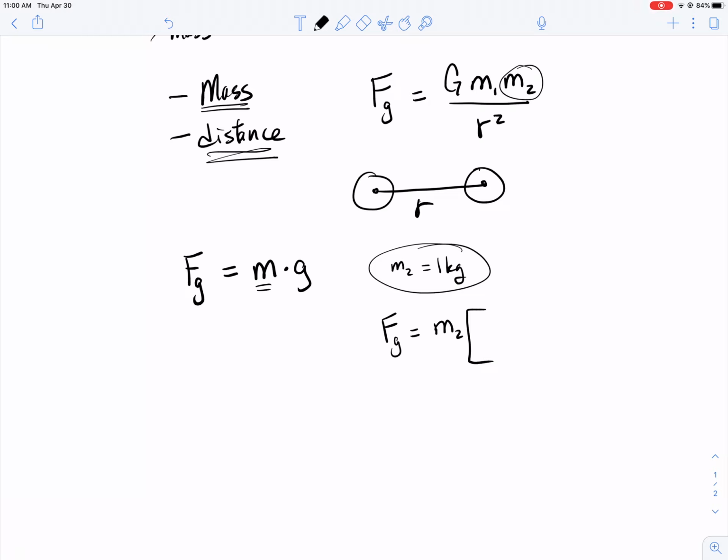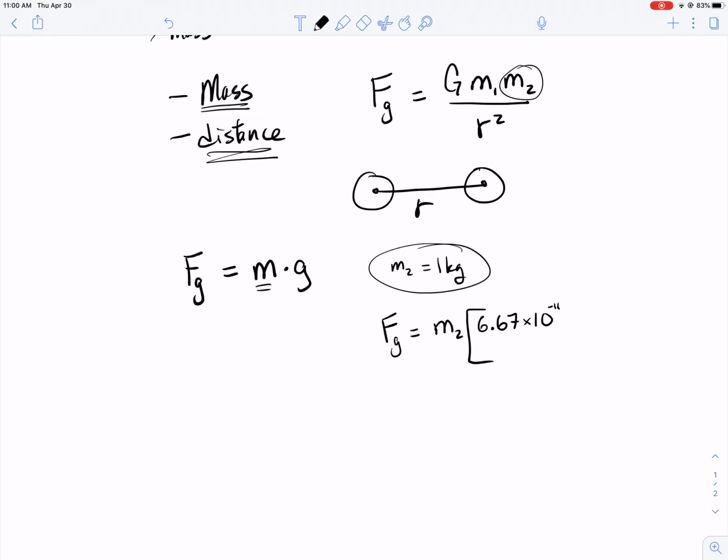G is a very, very tiny number. It's calculated, and Cavendish calculated this quite remarkably. It's one of the most impressive numbers to be recognized or developed, especially around that time. One of the most remarkable experiments.